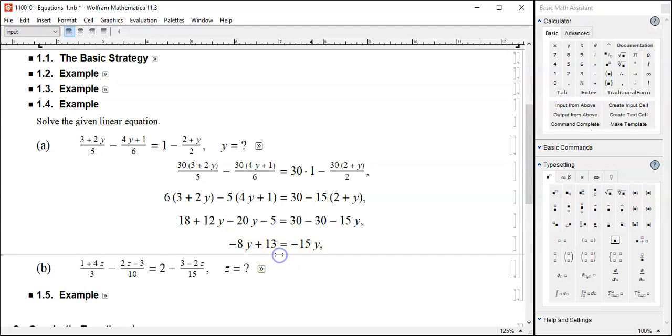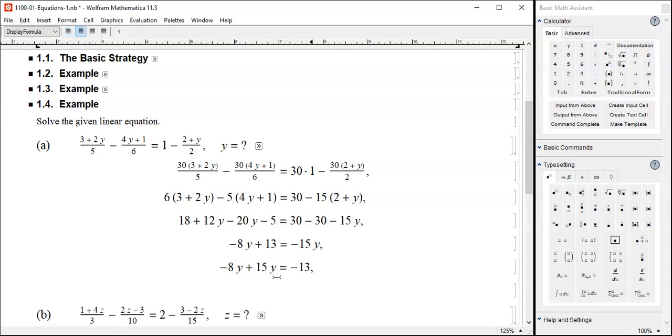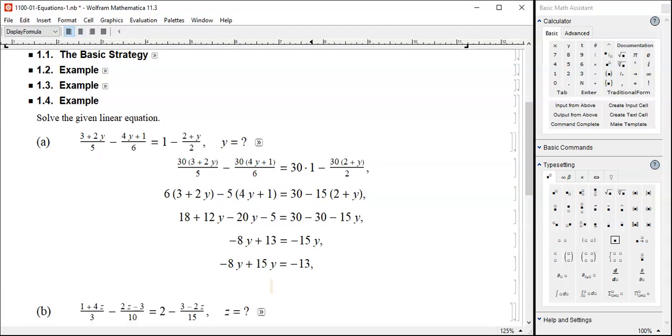All right, going well. Flipping this negative 15y to the other side. Negative 8y was there before, and then 15y after flipping. And flipping this 13, we have negative 13 on the other side. And then further consolidation, negative 8y plus 15y. You see, these are like terms. So what do you get? 15 minus 8, 7y. Is that what we got so far?